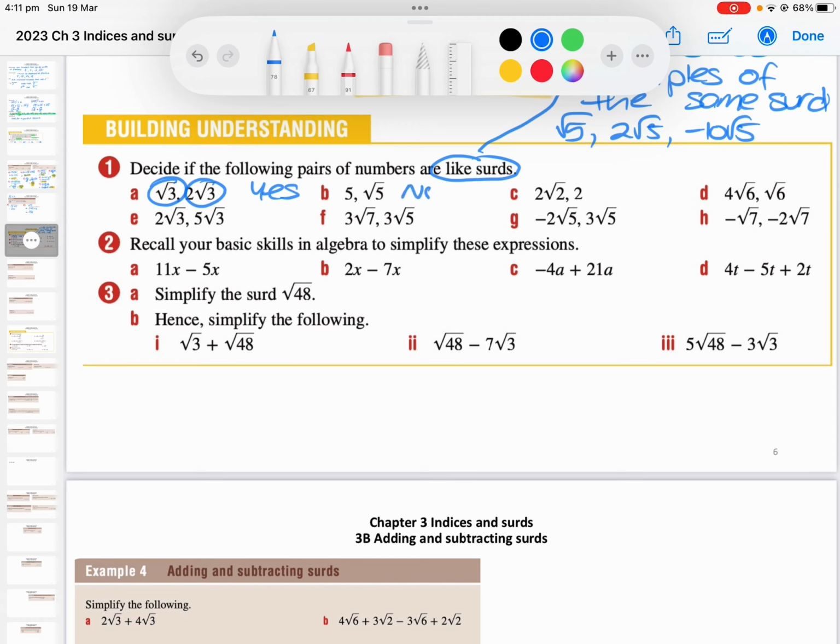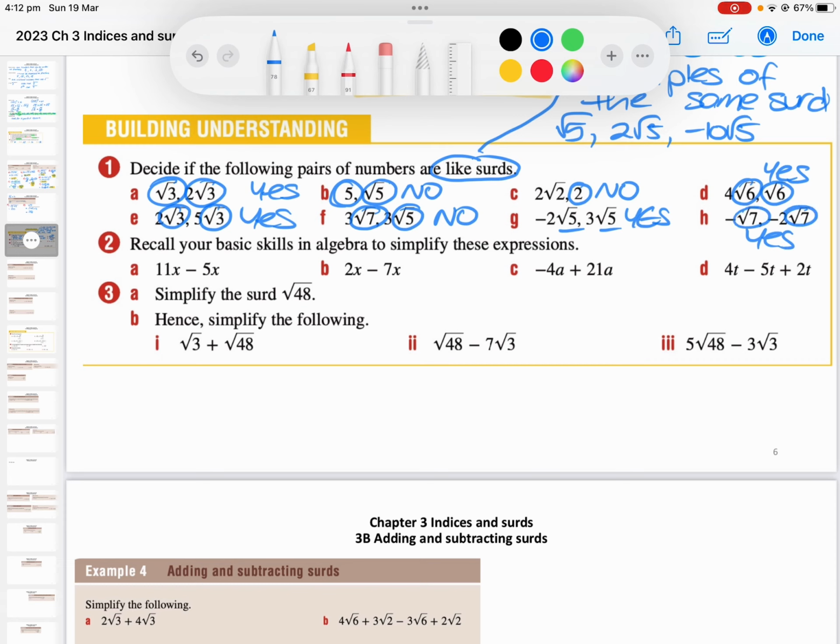This one would be no, because this is square root 5, but this one is whole number 5. This one also would be a no, because there's no square root 2. However, this one would be yes, because they're both square root 6. They're both square root 3. Square root 5, square root 7, nope, they're different. This one, yes, because they're both square root 5. And this one, yes, because they're both square root of 7.